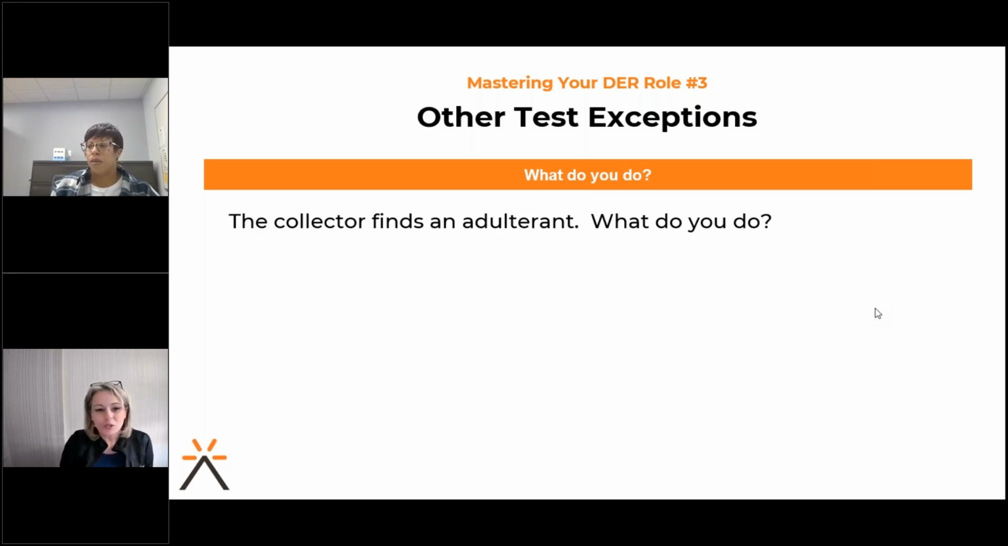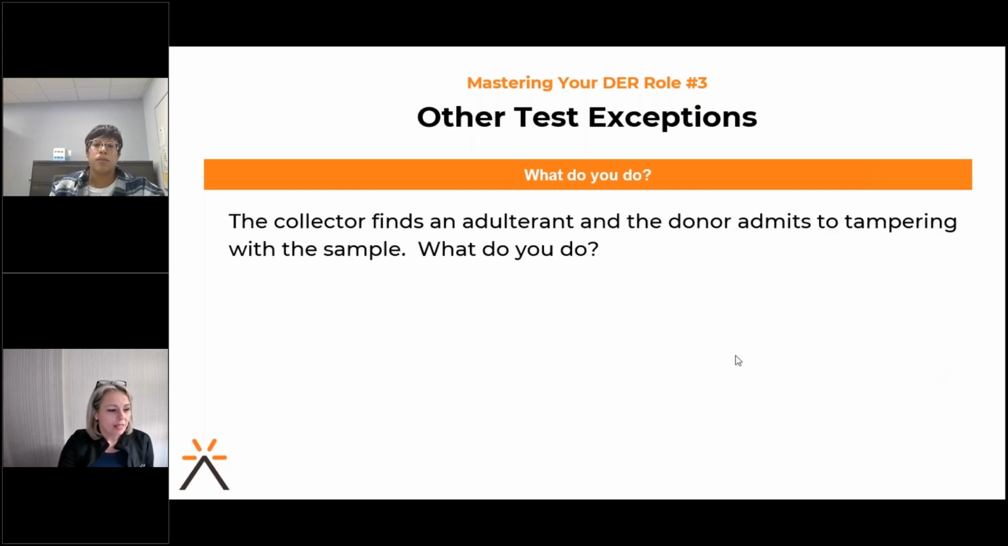I think this is why it's so important to have good relationships with your collectors, right? These collectors feel comfortable to call you, because the first thing really should be that collector picking up the phone and letting you know what's going on. It's a lot harder when you find out after the fact, but then it allows you to at least act on it. How about if the collector finds an adulterant and the donor admits to tampering?